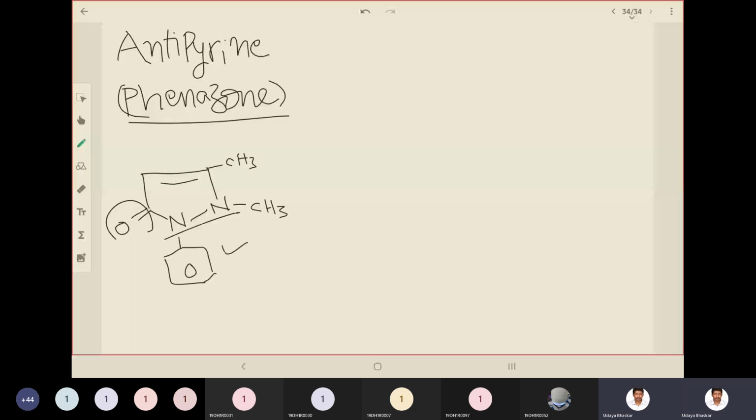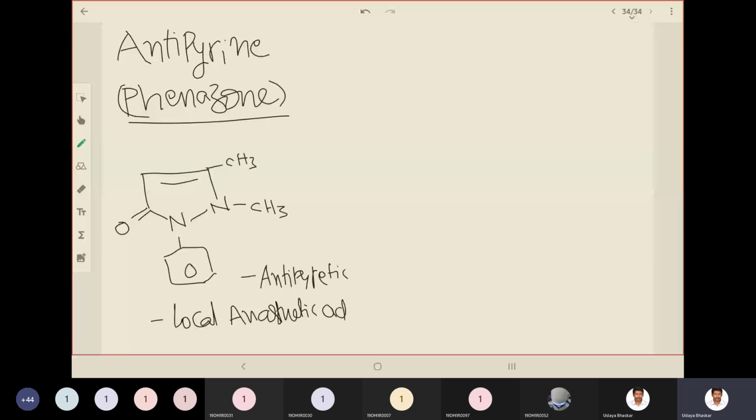Phenazone, antipyrine. So what is the use of antipyrine? First of all, primarily it is an antipyretic, and it has local anesthetic activity. This is very important as it is a very distinct property.